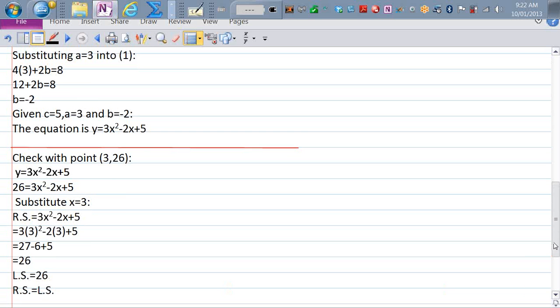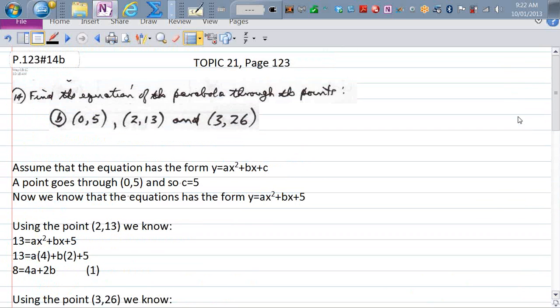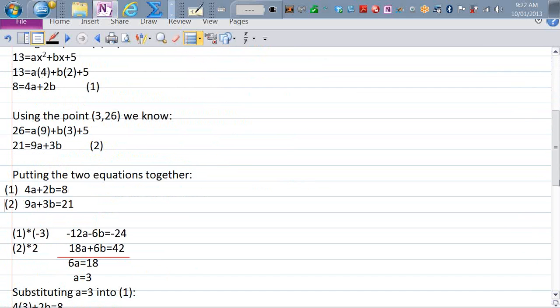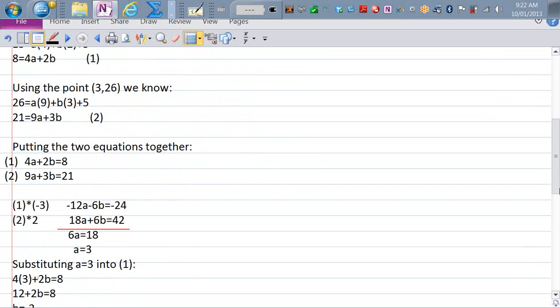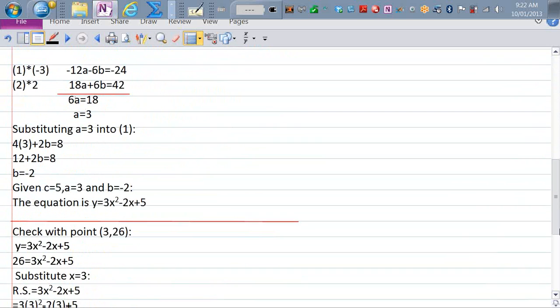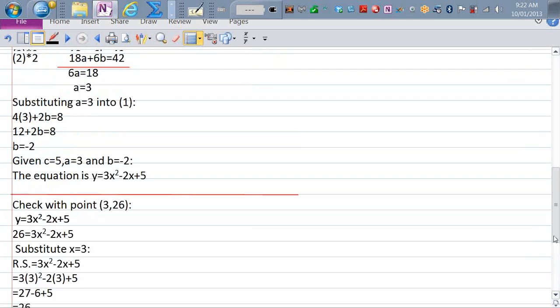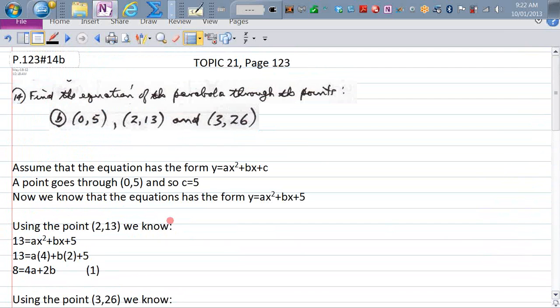Now you could also go back and check with another set of points, (2, 13) if you want. You don't have to just choose (3, 26). You could put some other point in there, and it should check out that that works. Okay, so let's go to the next problem.